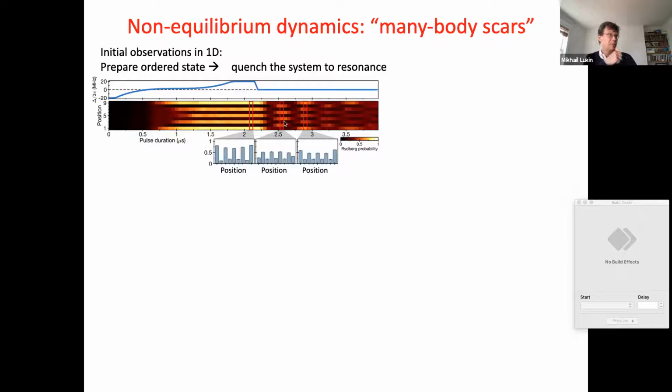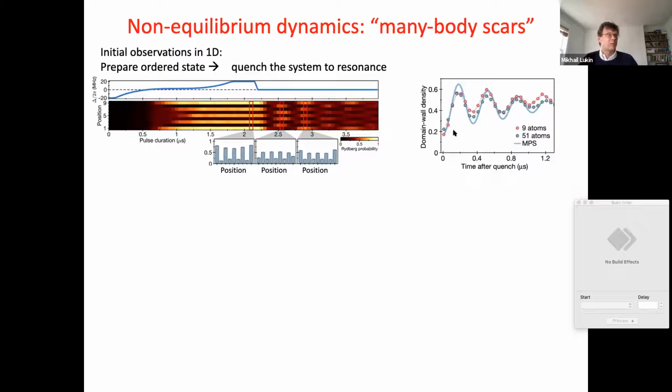And initially we thought, it's a small system, 5 atoms or 10 atoms, in this case, 9 atoms. So if we go to a larger system, it should just disappear. But actually we tried to do these experiments all the way up to 51 atoms. And we observed this oscillation of the order parameter.